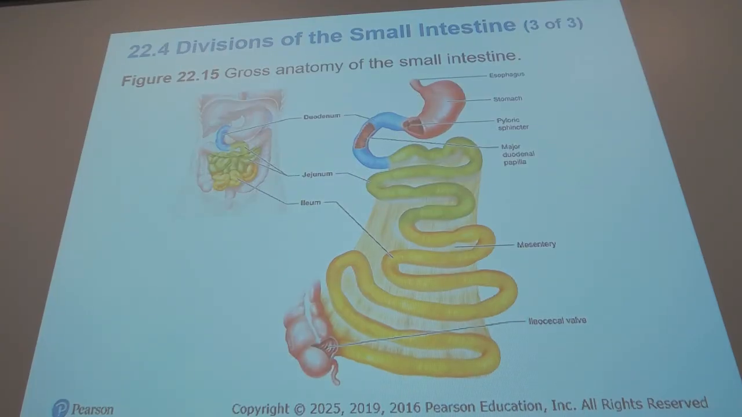The emptying of the stomach varies depending on the type of food that you ingest. Solid foods take longer to be processed and then emptied than liquid foods, of course, and then proteins take longer to digest than carbohydrates and lipids.